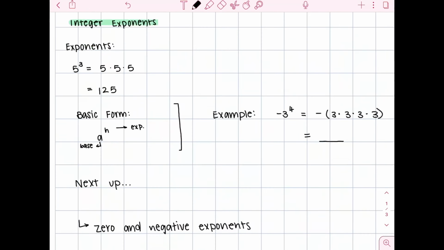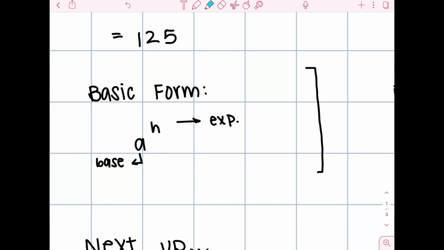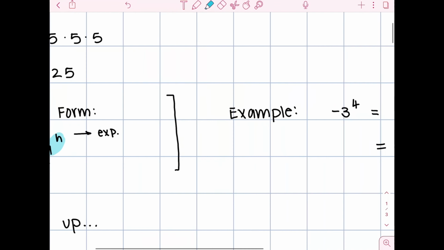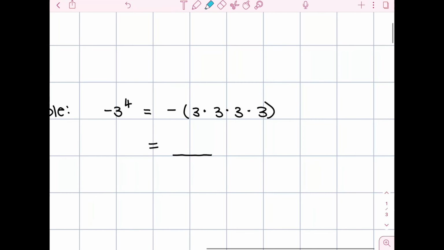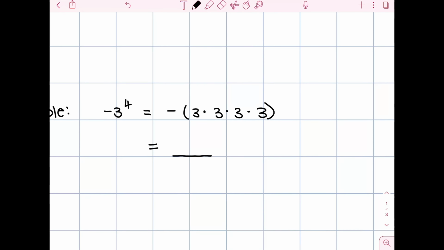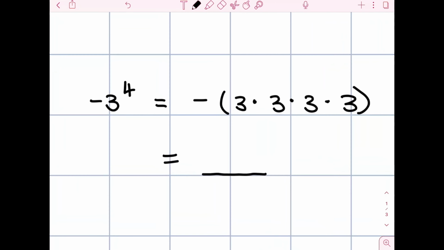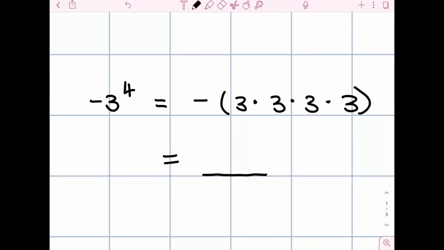Let's look at the basic form that applies to any exponential equation or term. A to the power of h, where a is the base and h is the exponent. Another example using this basic form is negative 3 to the power of 4. But this one is a little bit more challenging since we have a negative sign.